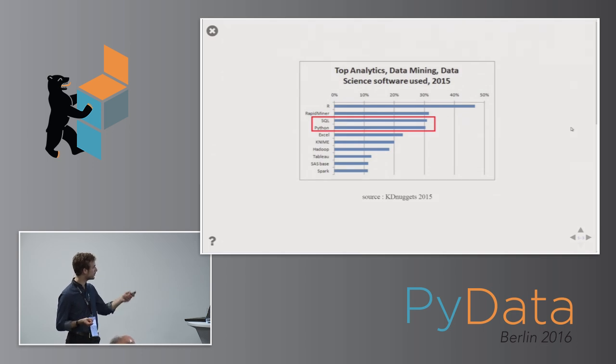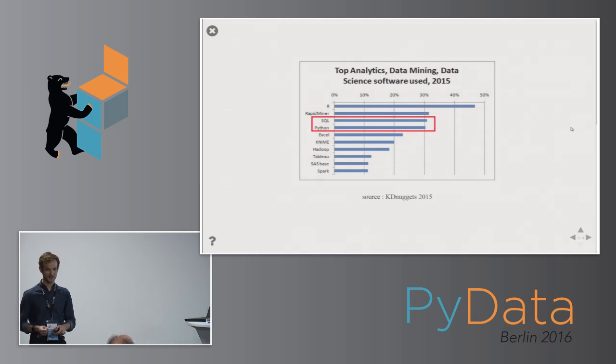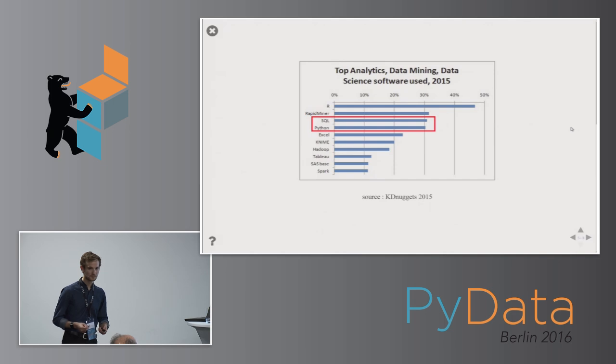And I wanted to show you also this poll that I found interesting. It was done by KDnuggets. And this shows you the top analytics data mining software used in 2015. And I wanted to highlight those two languages here. You see that almost on the top, Python and SQL.